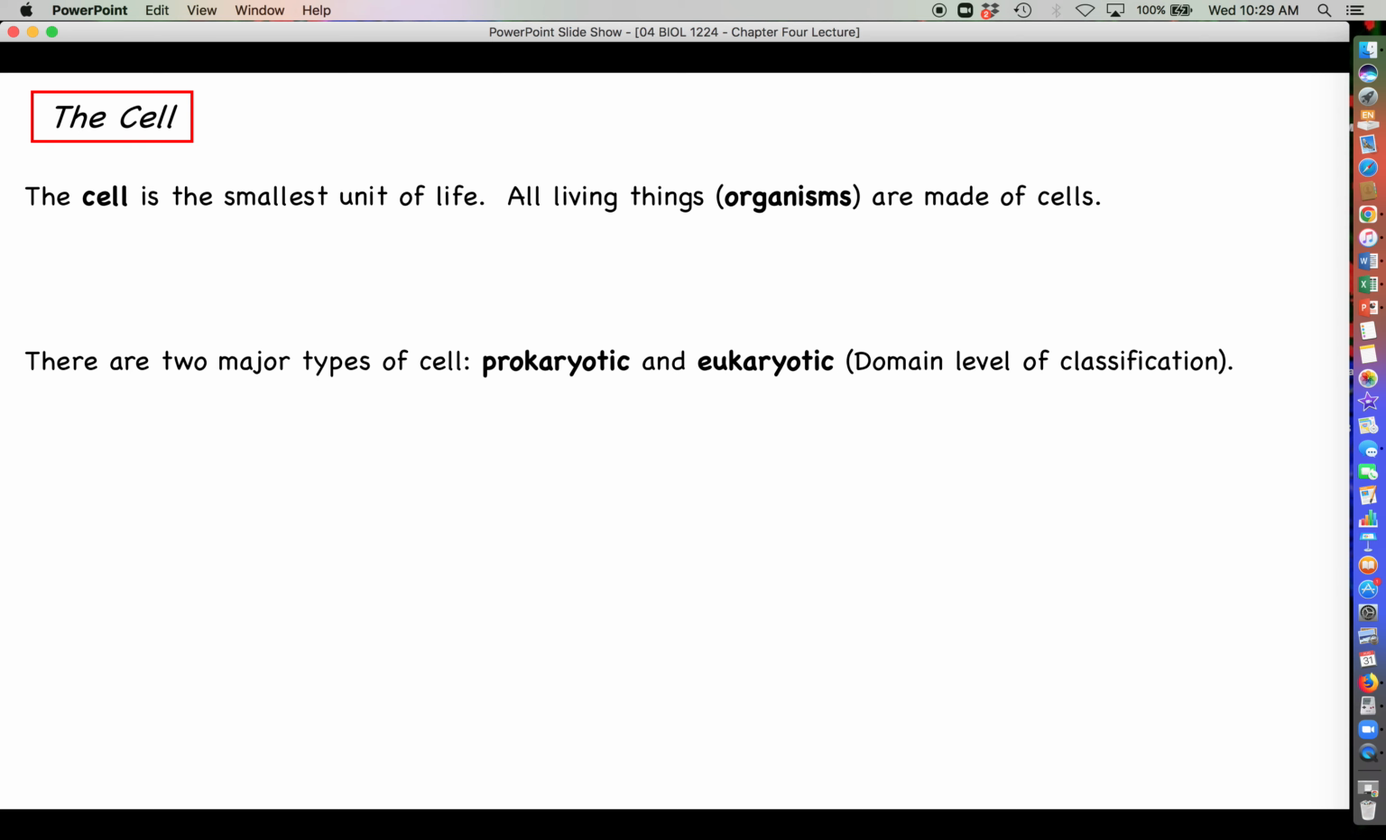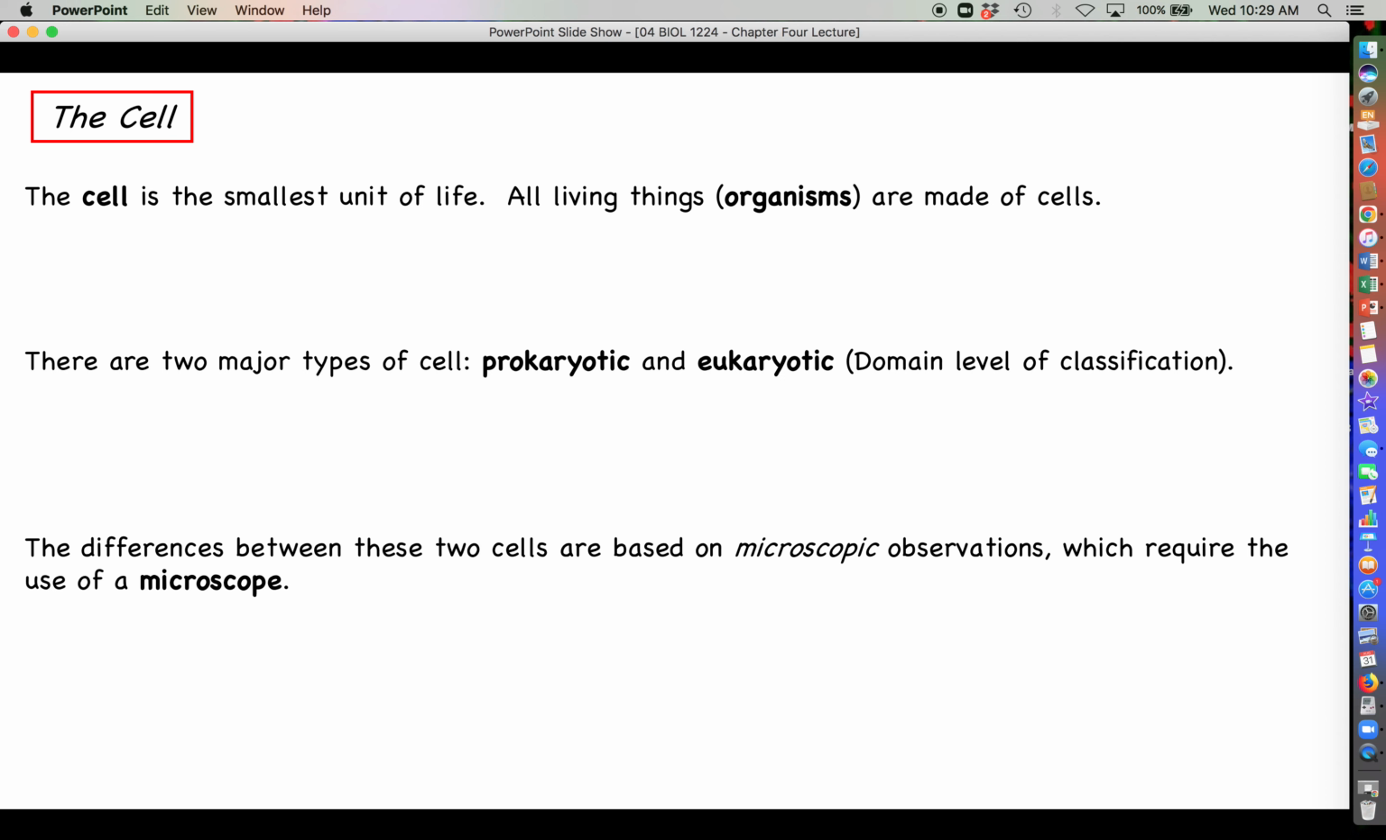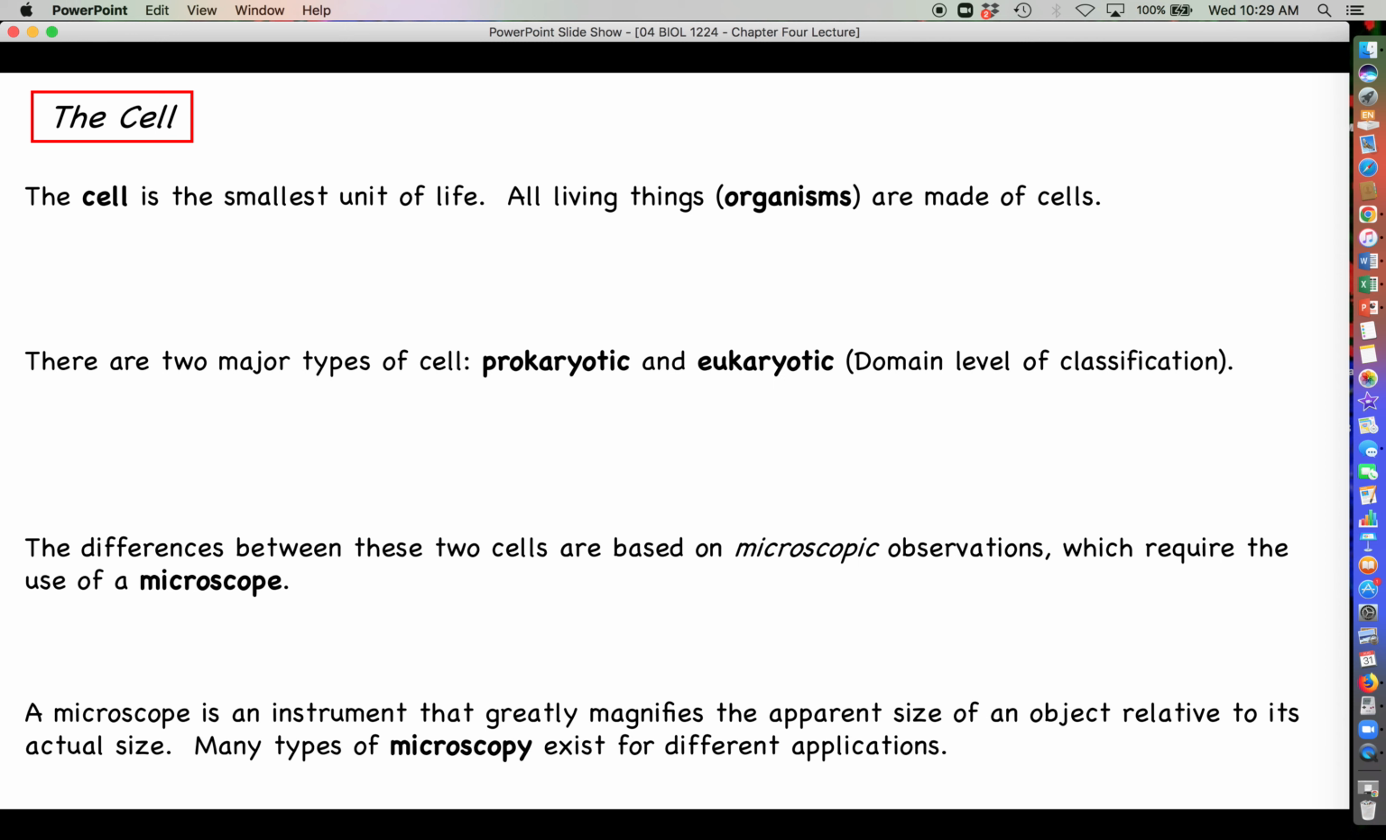So we talked about how there are two major types of cells. We've got prokaryotic cells and eukaryotic cells, and that is the basis for how we classify domains. So we've got prokaryotes, eukaryotes, okay? You'll have to remember that some of the differences that we're talking about between prokaryotic cells and eukaryotic cells are based on microscopic observations, which obviously are going to require the use of a microscope in order to be able to see those things. Hence the reason we're having a microscopy discussion in this video.